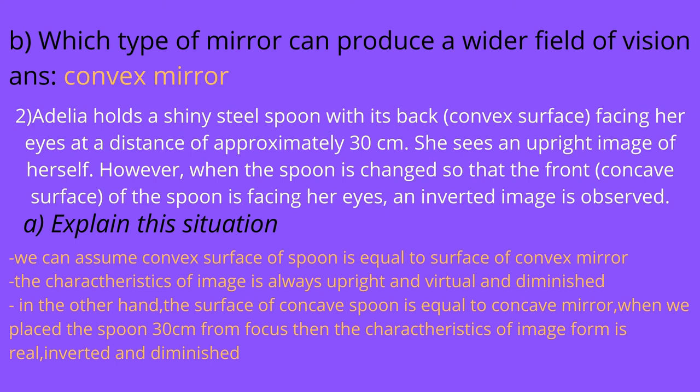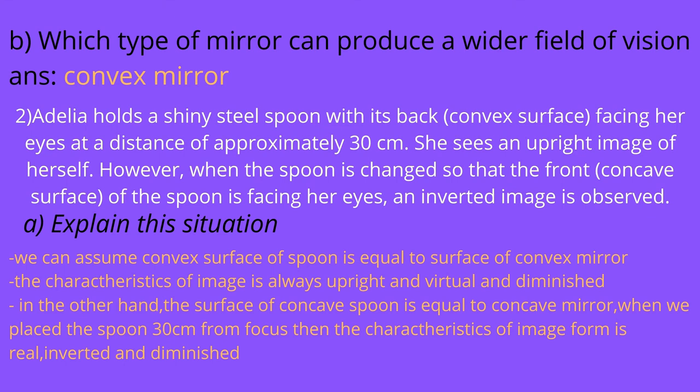We can assume convex surface of spoon is equal to surface of convex mirror. So, the characteristics of image is always upright, virtual and diminished. On the other hand, the surface of concave spoon is equal to concave mirror. When we place the spoon 30 cm from focus, then the characteristics of image formed is real, inverted, and diminished.